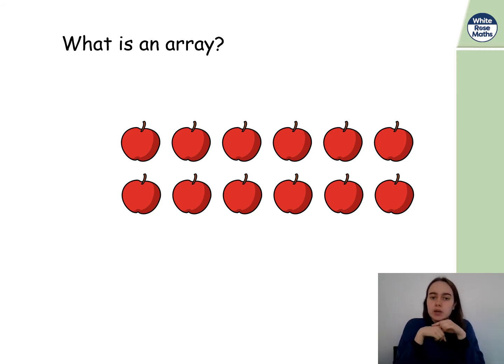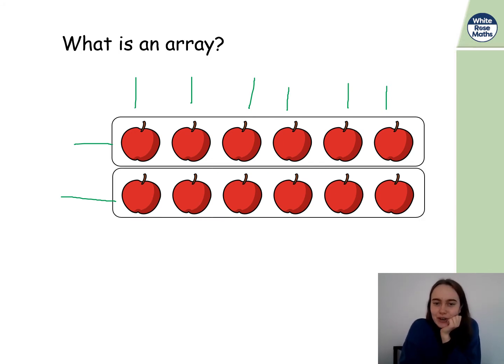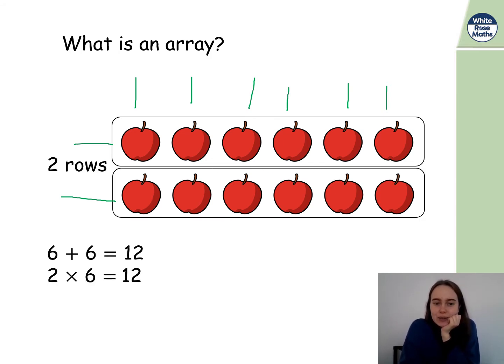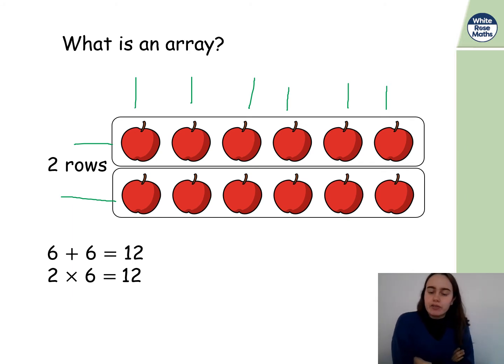So in this array, we've got pictures of apples. And in this array, we have 2 rows. And we have 1, 2, 3, 4, 5, 6 columns. So an array can help us with our multiplication. There we go. 2 rows and 6 columns. So in our rows, this is what's going to help us. We have got 6. So you can see on the screen, it says 6 add 6 equals 12. So I've got 2 rows of 6. If I was to count those up, that gives me 12 in total.